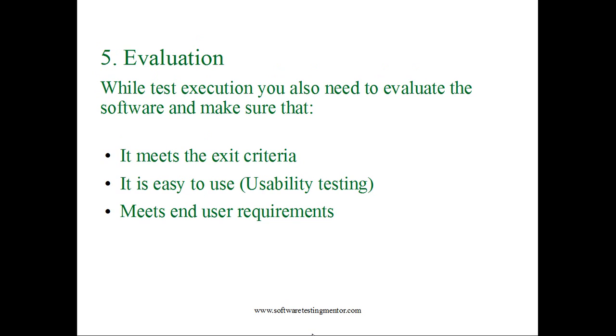Fifth thing is evaluation. Once you are done with your preparation, you will do execution, so you will start test execution. While doing test execution, you also need to evaluate the software and make sure that it meets the exit criteria. Exit criteria is the criteria mentioned in your test plan, which explains at what point or what standard you can exit the testing. Okay, so you need to evaluate.